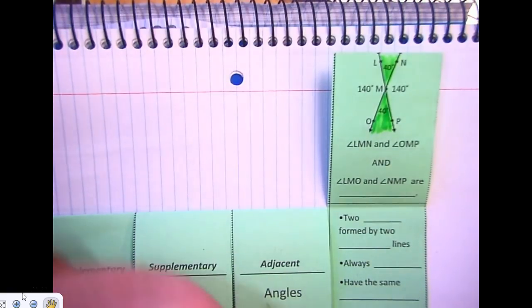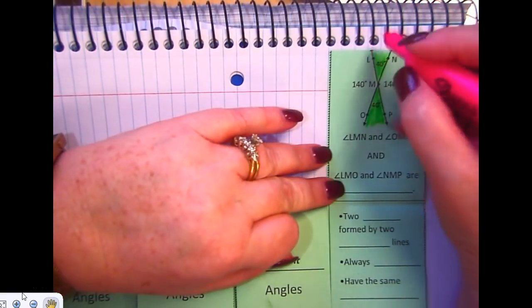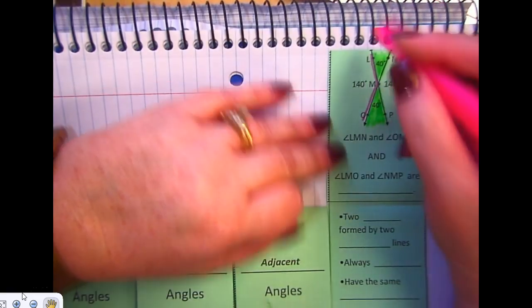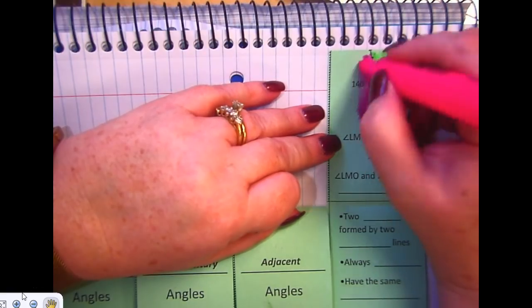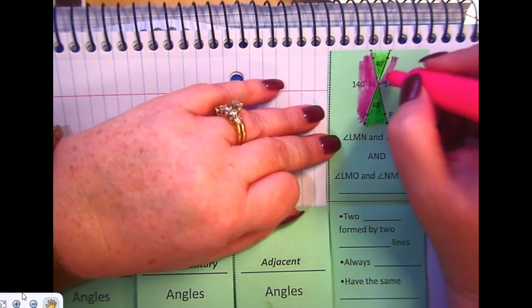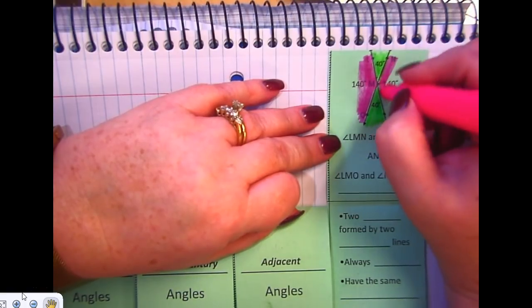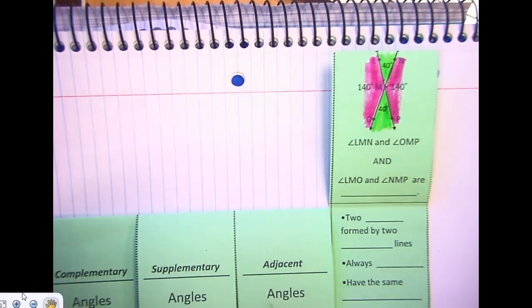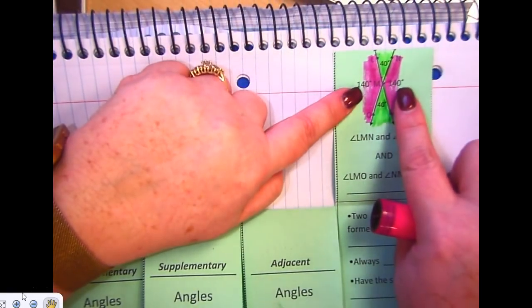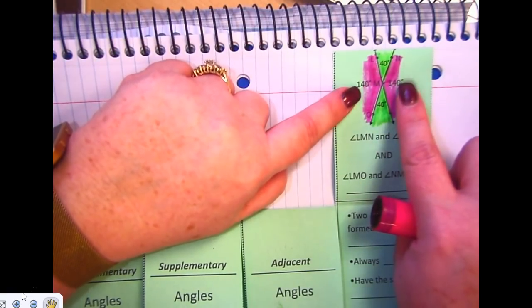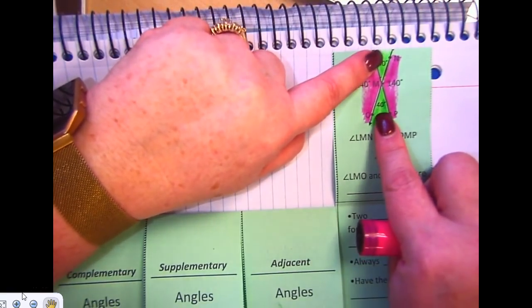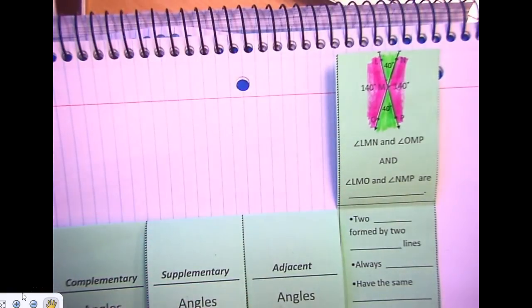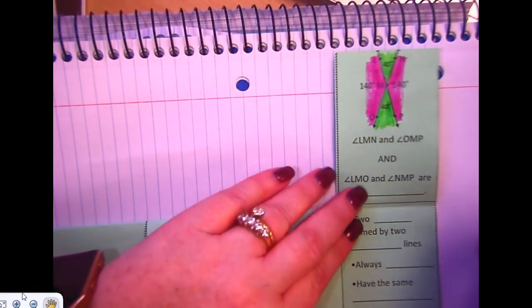Use a different color. So LMO over here. And NMP, these two are vertical from each other. They are the same size. These two are 140 degrees, so they are vertical, and these two are vertical from each other. They are the same size, okay? So they are vertical.